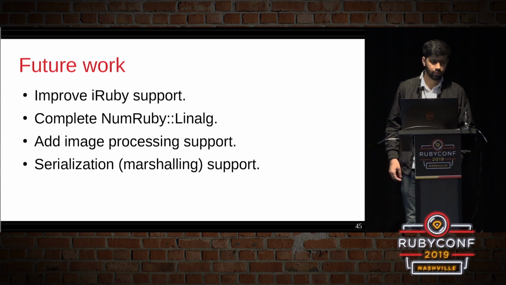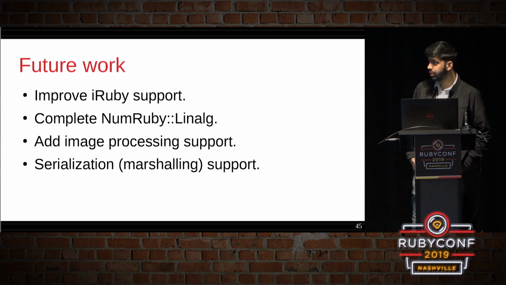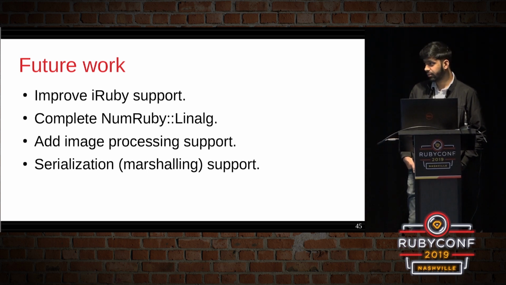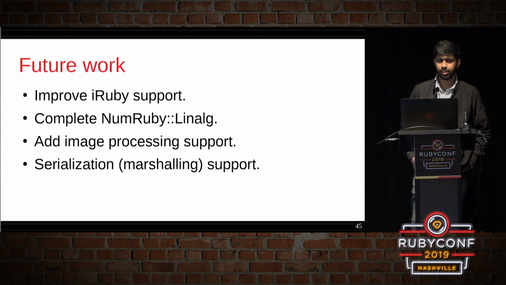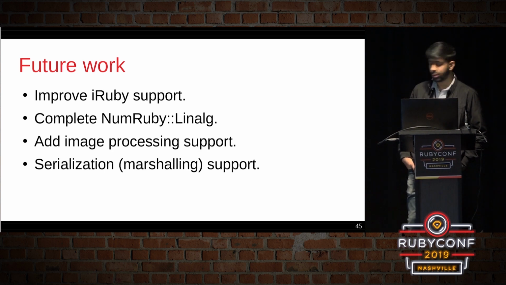And then what's the future work for the library? First is obviously to improve the iRuby support for both of them, the Ruby sparse and NumRuby. And then the NumRuby linear algebra is kind of halfway through. It's not complete yet. So we are going to complete that, and hopefully it will be complete by the end of this year. And also we are going to add the image processing support and the serialization support.